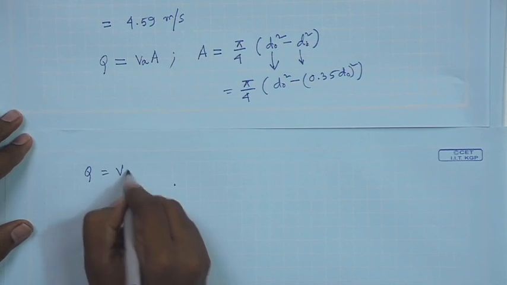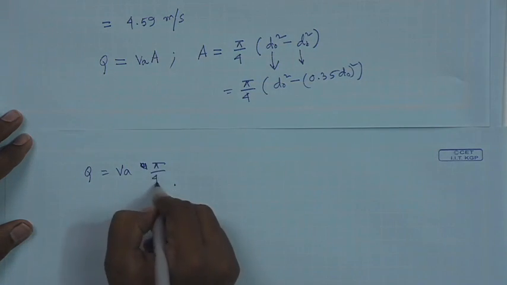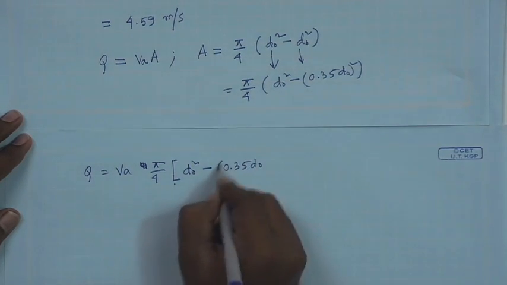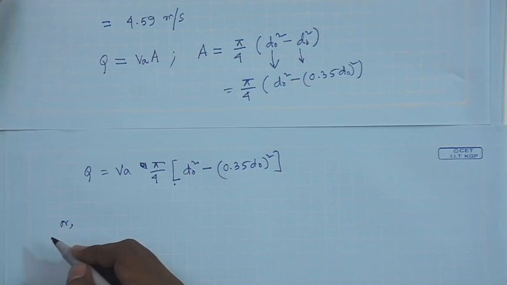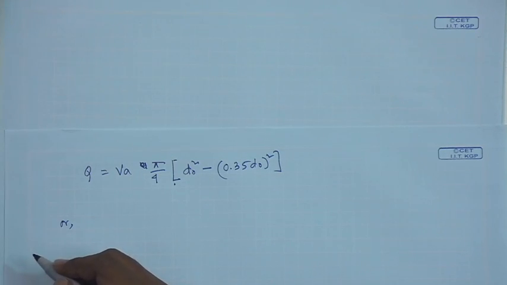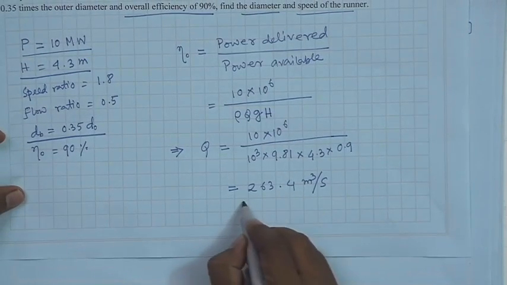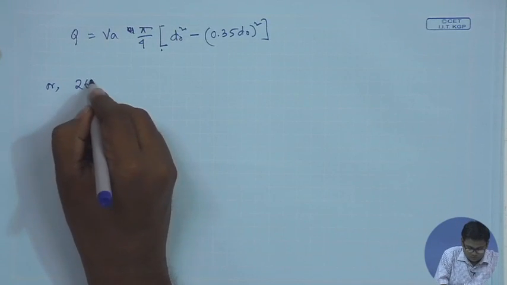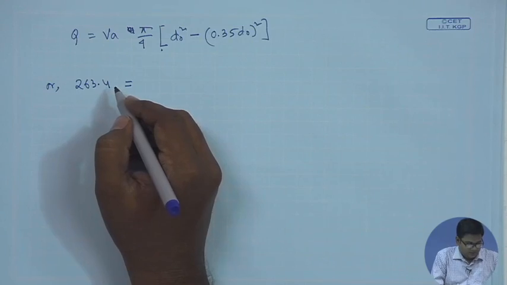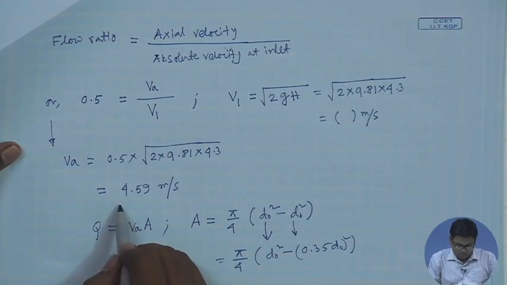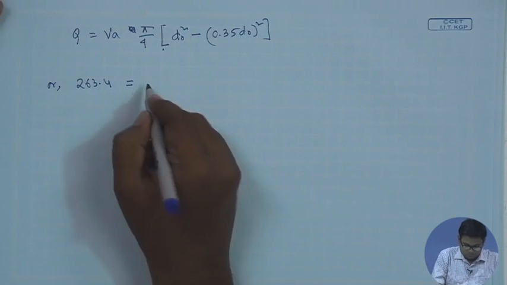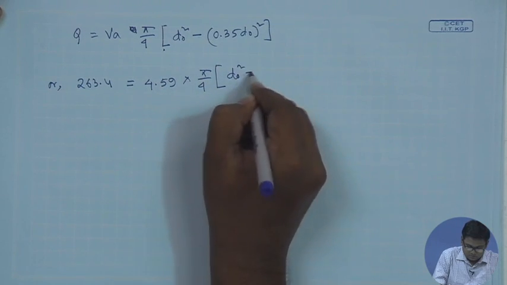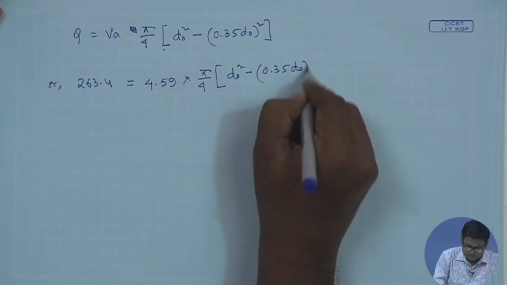So, flow rate is VA times pi by 4 into D0 square minus 0.35 times D0 squared. We have obtained the flow rate previously. So, flow rate is obtained as 263.4 meter cube per second. So, let us just substitute this. So, 263.4. Axial velocity is also obtained as 4.59 meter per second. 4.59 into pi by 4 into D0 square minus 0.35 D0 square.